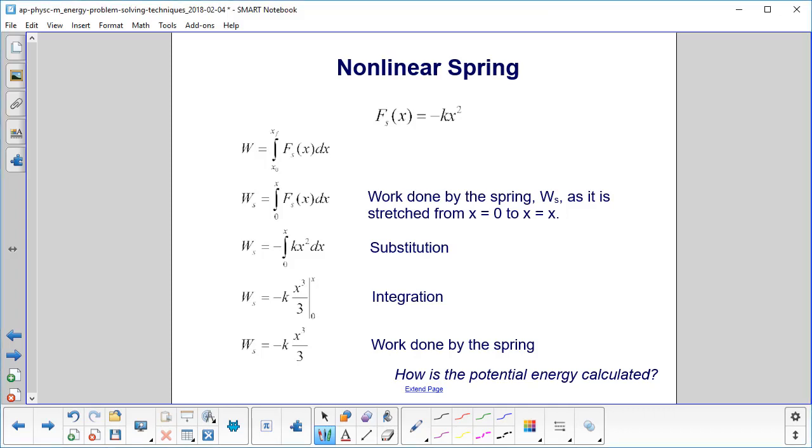Since the force is constantly varying, we need to use calculus, specifically integration. So here's the general form. Work is the integral from an initial position to a final position of the force, dx. We want to calculate the work done by the spring. There's our subscript, and we're going to go from x equals 0 to x equals x.